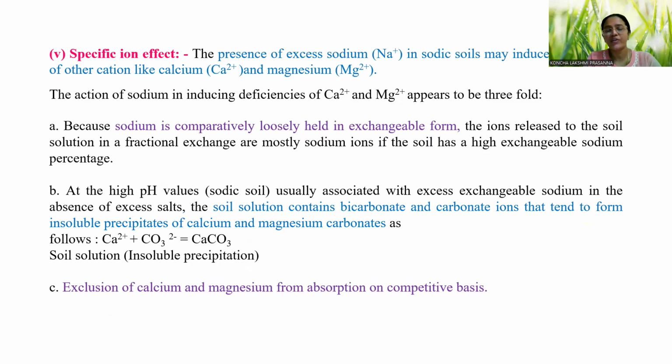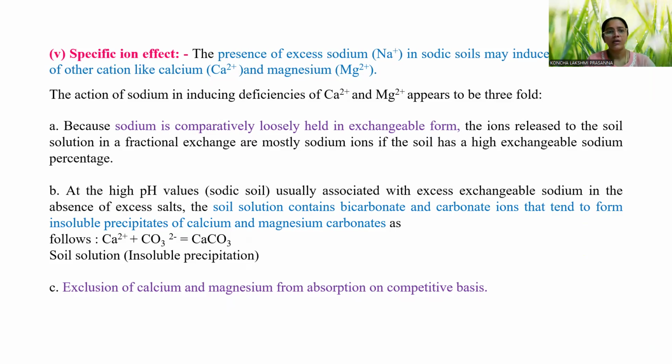Next is the specific ion effect. The specific ion effect is the effect where the concentration of one ion has a negative impact on another ion. Here, the specific ion effect in the alkali soils is the effect caused by the high or excess amount of sodium in the sodic soil. When there is an excess amount of sodium present in the sodic soil, there is a deficiency of certain elements like calcium and magnesium.